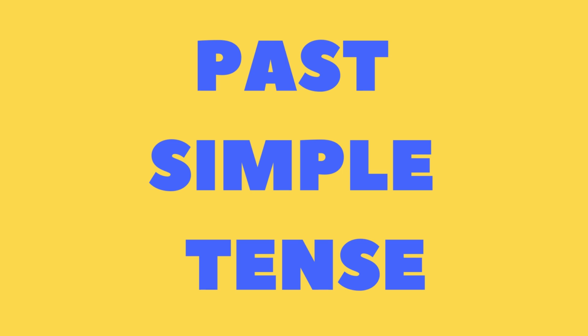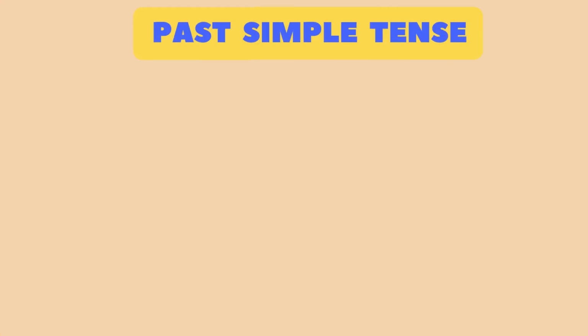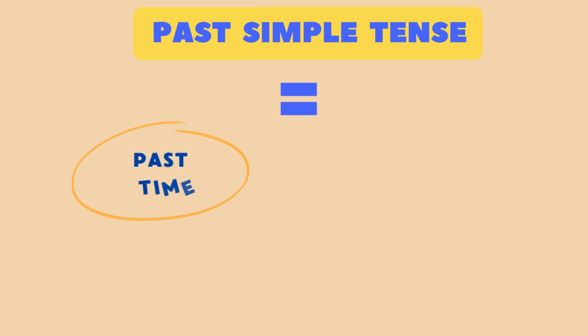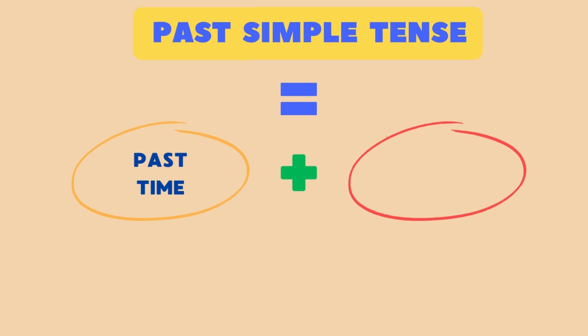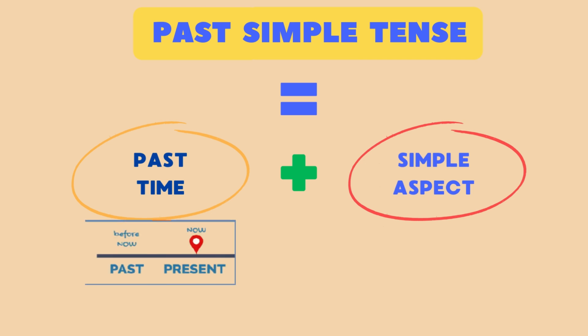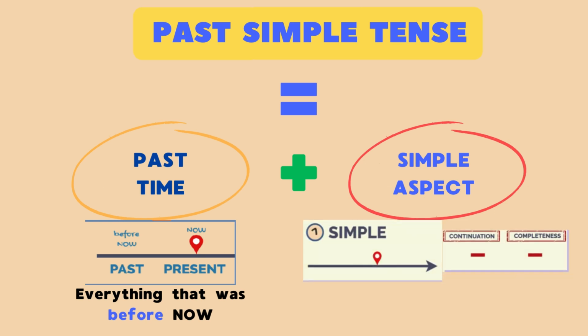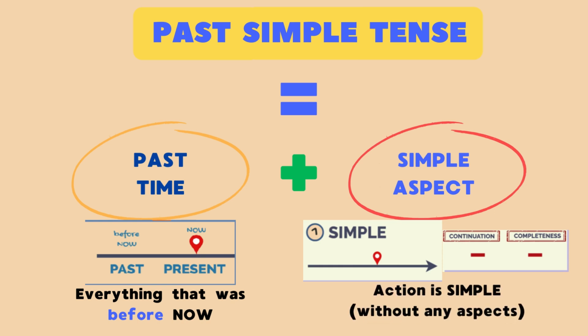Past simple tense. The past simple in English is the tense that contains two components, the past time and the simple aspect. The past time describes everything that was before now. The simple aspect means that the action, or state, is just simple without any aspects.